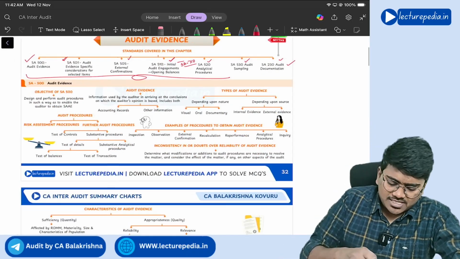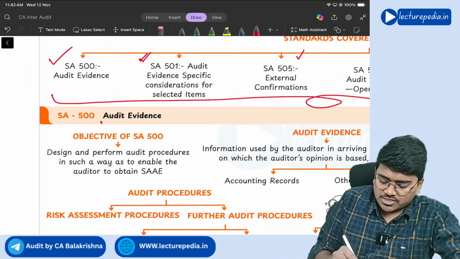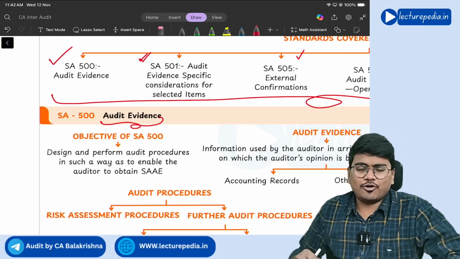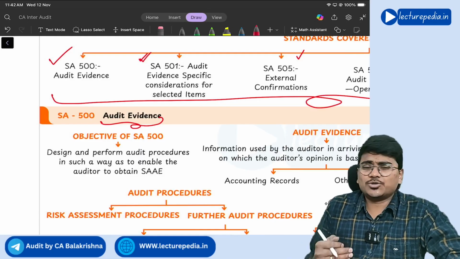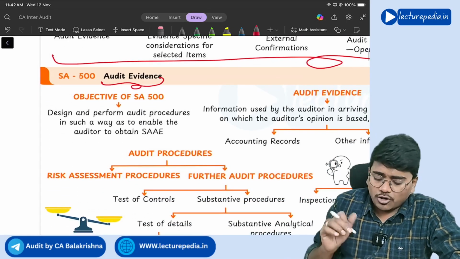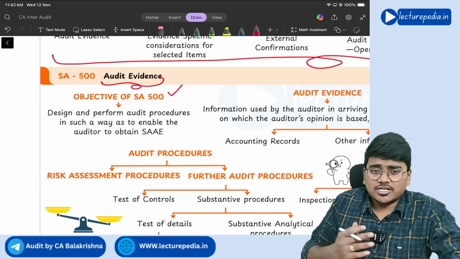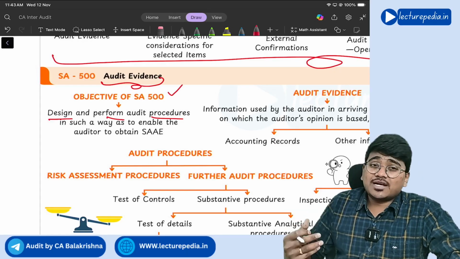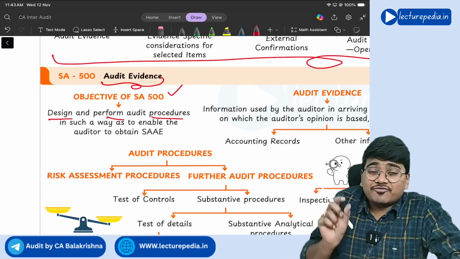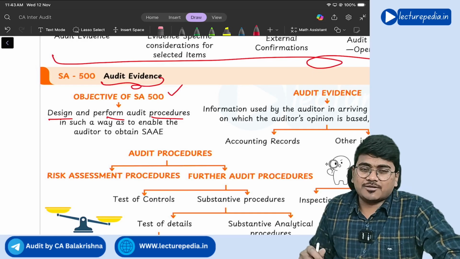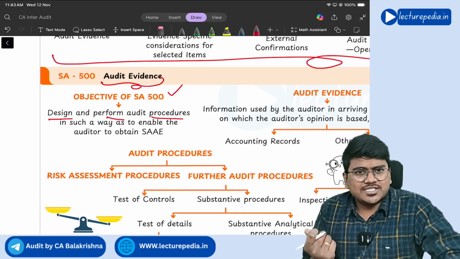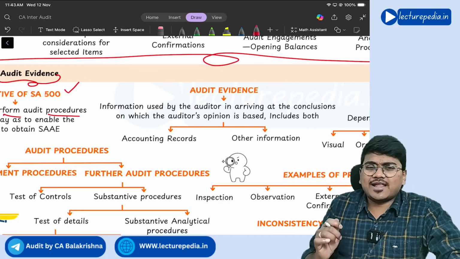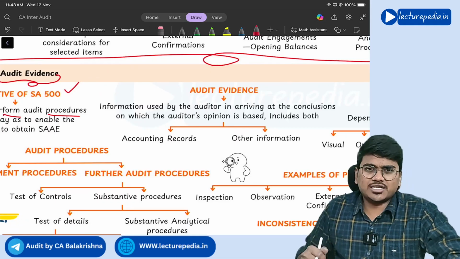So let us start with SA 500, which is audit evidence. Now, what is the objective of auditor as per this SA 500? I told you each and every standard will be having its own objective. So as per SA 500, objective of auditor is to design and perform audit procedures so that he will be able to obtain sufficient and appropriate audit evidence. Now, what is meant by sufficiency, what is meant by appropriateness, we will see it. Okay, these are the two characteristics of the audit evidence we will see in this particular standard only.